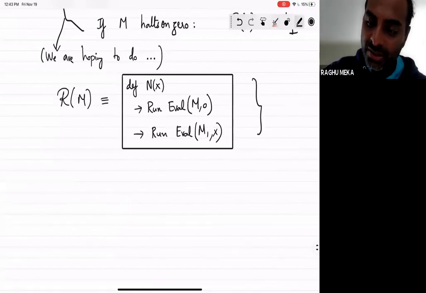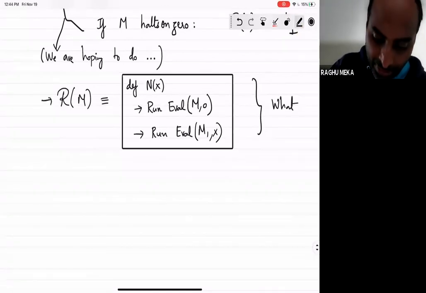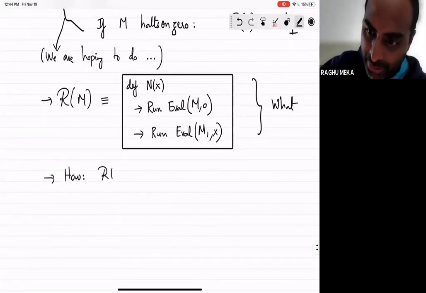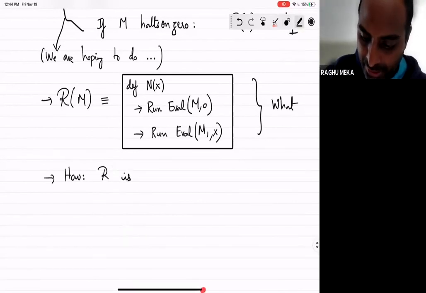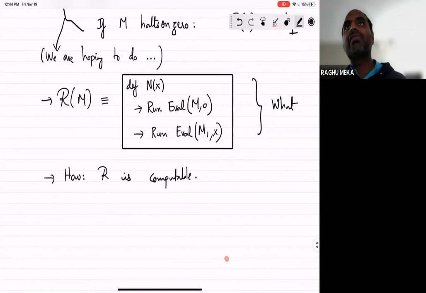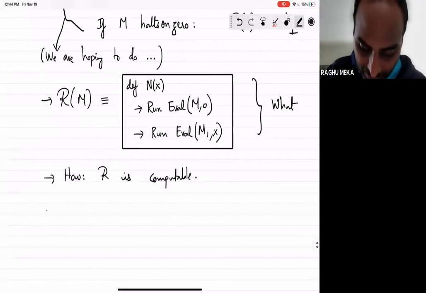So what do we need to show? I define the reduction, and the how part: R is computable, right? We are not running these eval functions. We are just copying those instructions. We're just changing the text. So it is computable just as it was when we were doing the reductions earlier. But why? Okay, so we need to now analyze why, right?